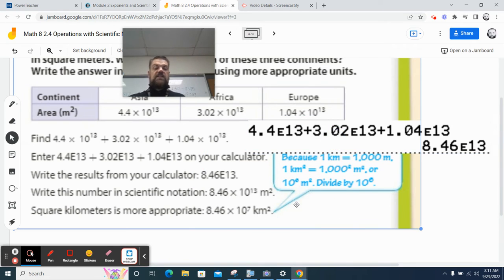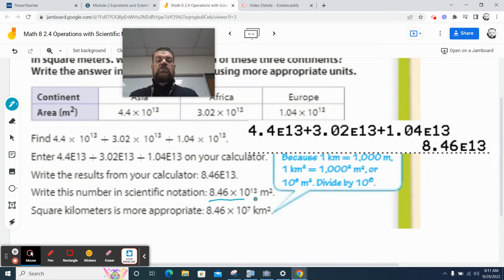So we put it in like that. And then here's the thing. This is in meters squared. Now you could do kilometers squared. So let's write that out. Well, we don't have to. It's already written. So this is meters squared.